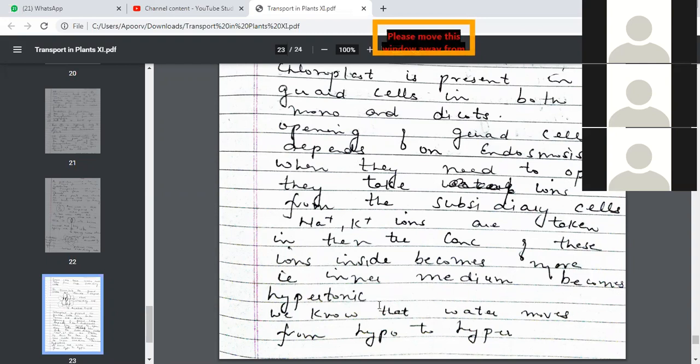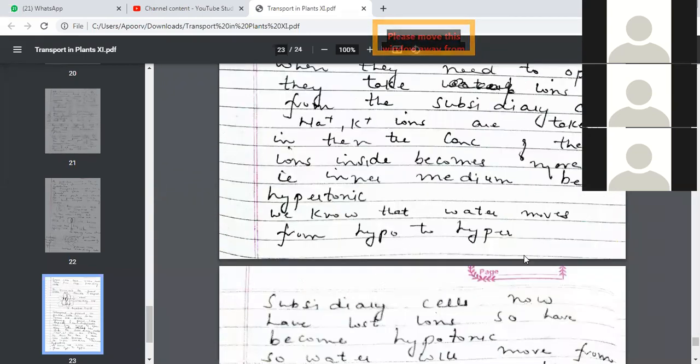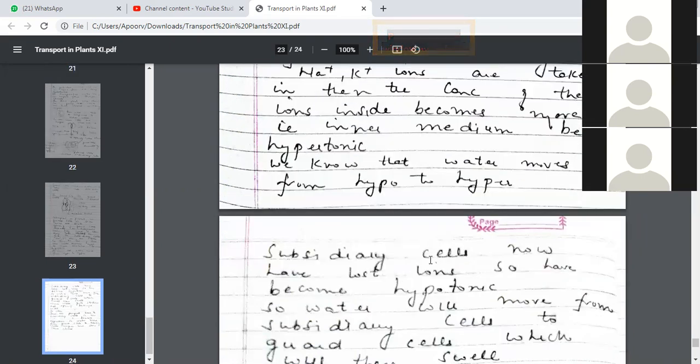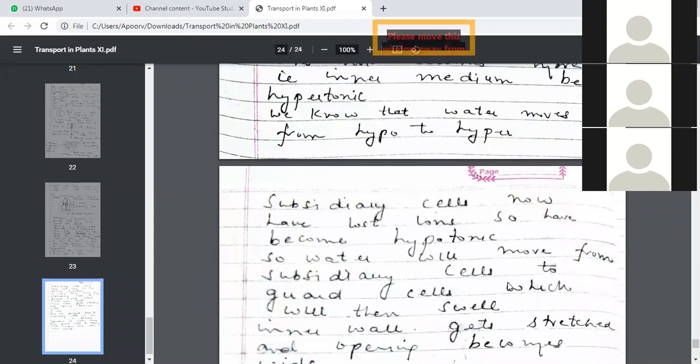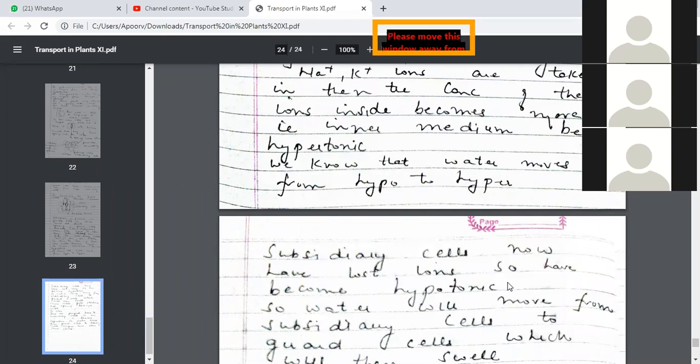So the inner medium now becomes hypertonic. Now there are a lot of ions inside. So the inner medium has become hypertonic and the outer medium is hypotonic. We also know that water always moves from hypo to hyper. And subsidiary cells have now lost the ions, so the subsidiary cells have become hypotonic. So water will start moving from the subsidiary cells to the guard cells, and then they'll swell up, and the inner wall will become curved and the process of opening of stomata will take place.